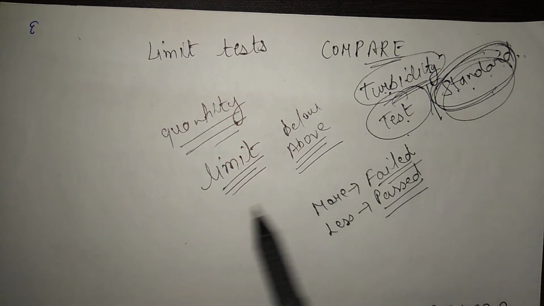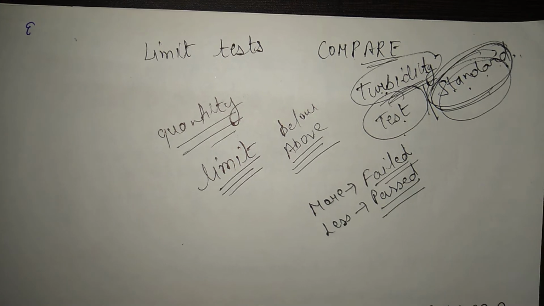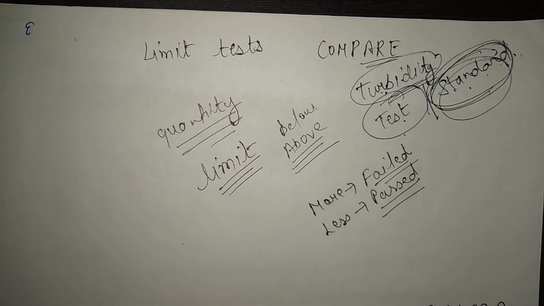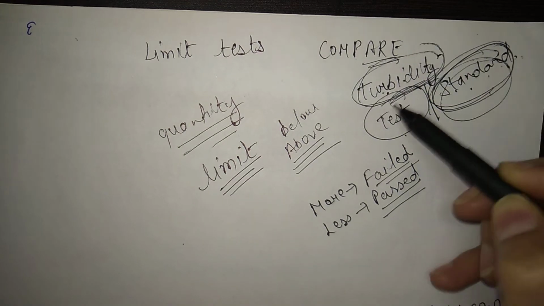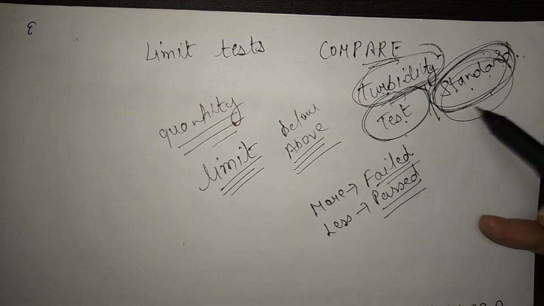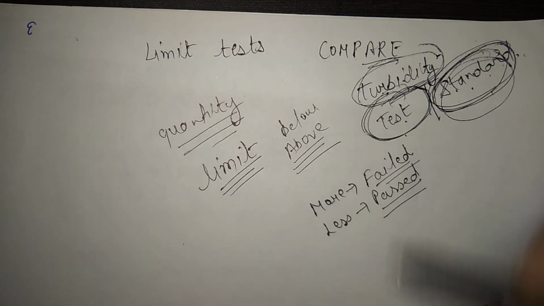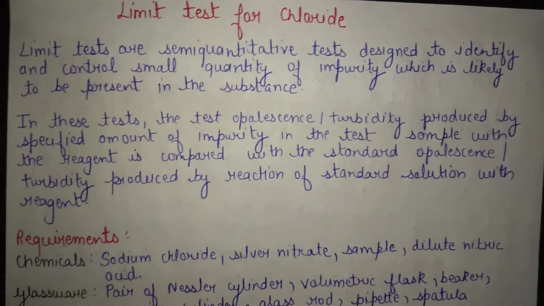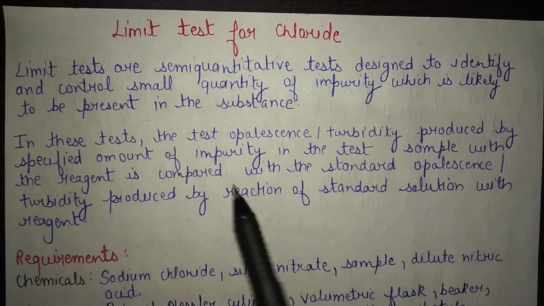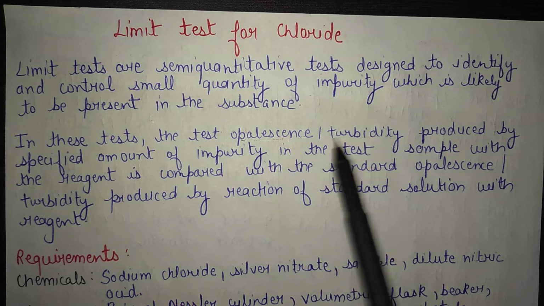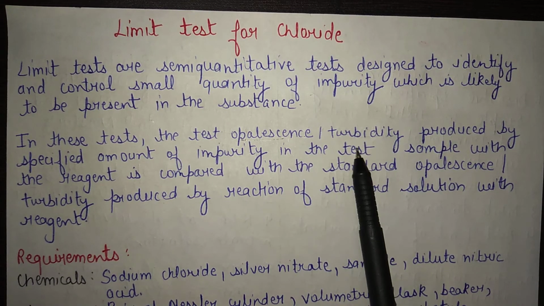So this is what we do in limit tests. They only tell us about the limit of impurity, and in most limit tests we check this level by comparing the turbidity of the standard solution and the test solution. In some limit tests we also compare the stain, and we will do that in the limit test for arsenic, but here we are going to talk about the limit test for chloride. So in limit tests we compare the turbidity or the opalescence of the test solution with the standard solution.